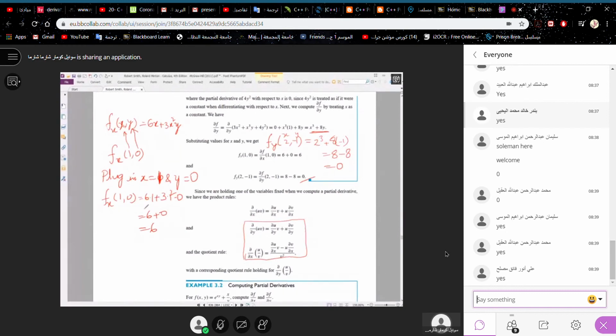The derivative of product of two functions is equal to first into derivative of second plus second into derivative of first.